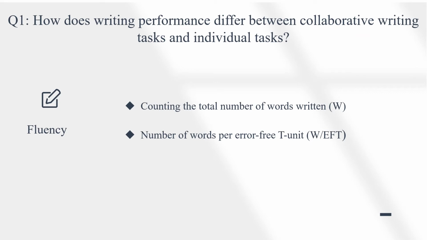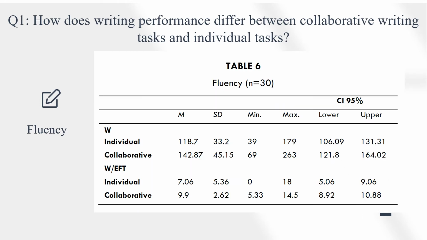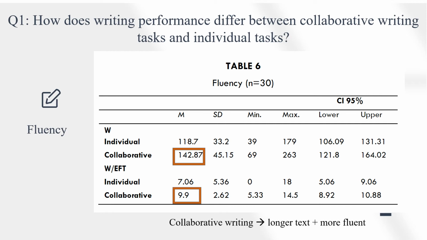Fluency refers to the ability to write smoothly and effortlessly. It was measured by the total written word number and the number of words per error-free T-unit. The t-test results suggested that the total word number and the number of words per error-free T-unit are significantly higher in collaborative tasks, indicating that peers can produce longer texts and write more fluently.